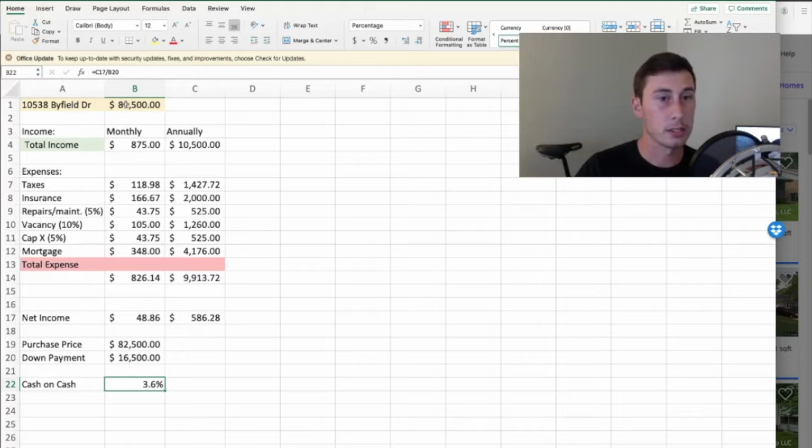Here's the address. Here is what they're asking, $82,500. Now we have two columns. We have the monthly and we have the annual. So monthly rent is $875, so annually that is $10,500 that is coming in on rent. So let's real quick just bounce through. We have taxes, insurance, repairs, vacancy, cap rate, mortgage, and so on and so forth. If you want to know how I got these numbers, watch the video on what is cash flow, where I dove a little deeper into these numbers. So here's the number right here of all the expenses added up.